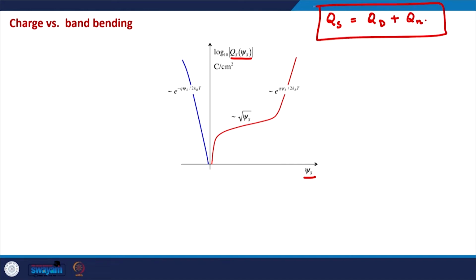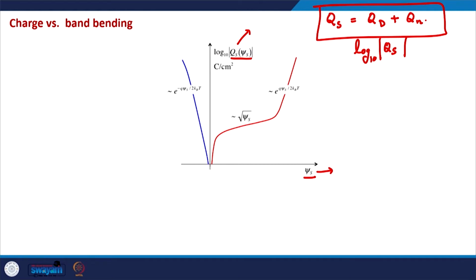And in order to properly understand this, we plot the log10 of mod Qs. We generally take a mod because this Qs is negative sometimes, but to try to understand how the semiconductor charge depends on the surface potential, we generally plot the log of mod of Qs versus psi s.